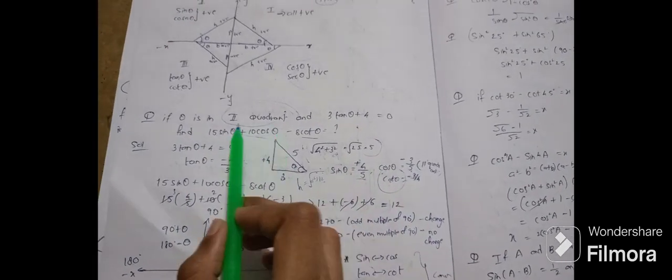Now let us substitute all these values in the given expression: 15 sin theta plus 10 cos theta minus 8 cot theta. Sin theta is 4 by 5, cos theta is minus 3 by 5, cot theta is minus 3 by 4. By doing the simplification we will get the value as 12 here. Now let us go through some more problems.